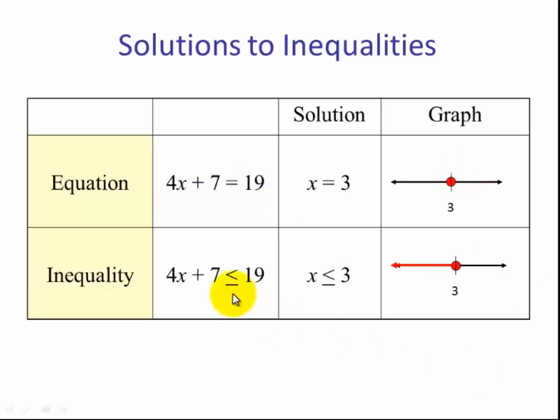For the inequality, it turns out in this case x is less than or equal to 3, and we have an infinite number of points here that will make this statement true. So all numbers that are less than or equal to 3 will make this a true statement.